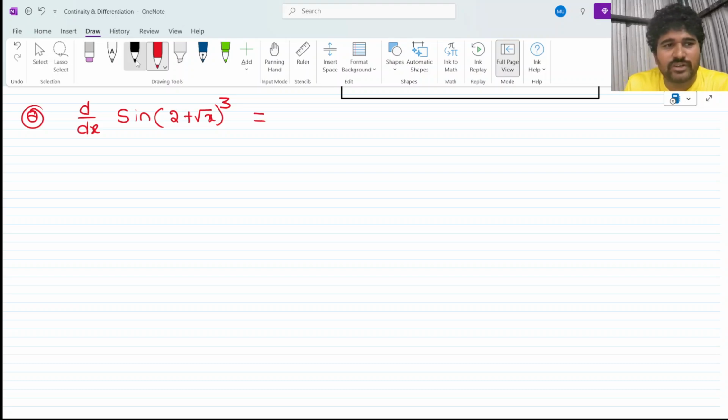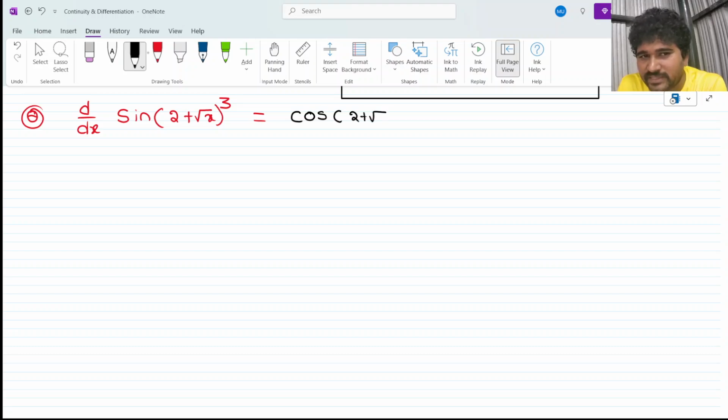Sine of 2 plus root x whole cube is equal to what? Now tell me what you want to do first, Tejas. You tell the answer. Tell me what you want to do. What will you get? Cos of 2 plus root x whole cube into d by dx of 2 plus root x whole cube. Very good. Yes or no? This is your first step, right?